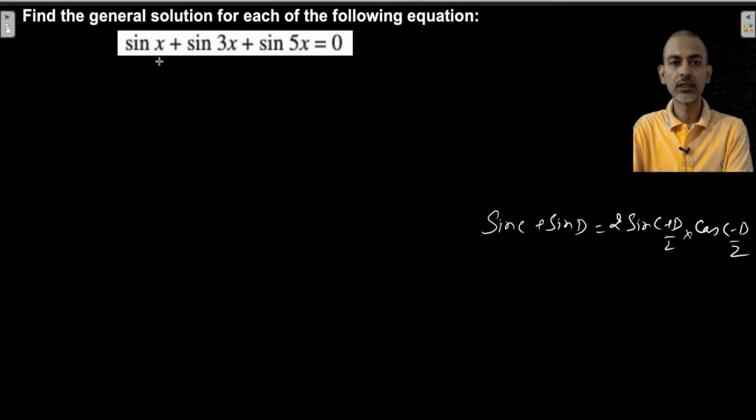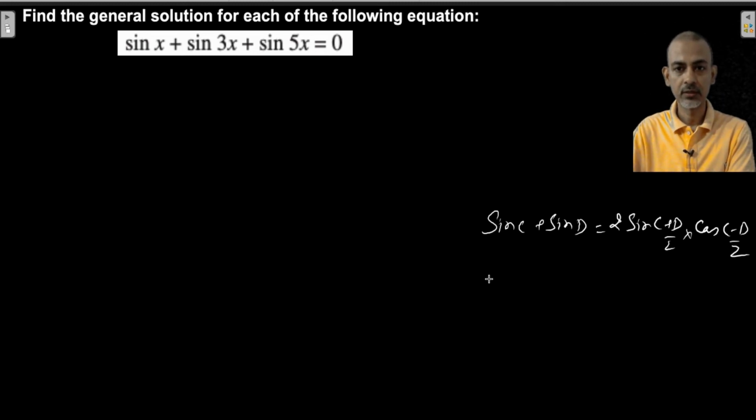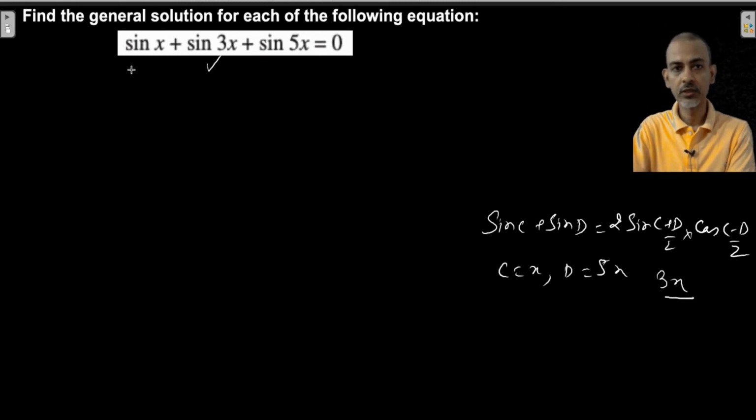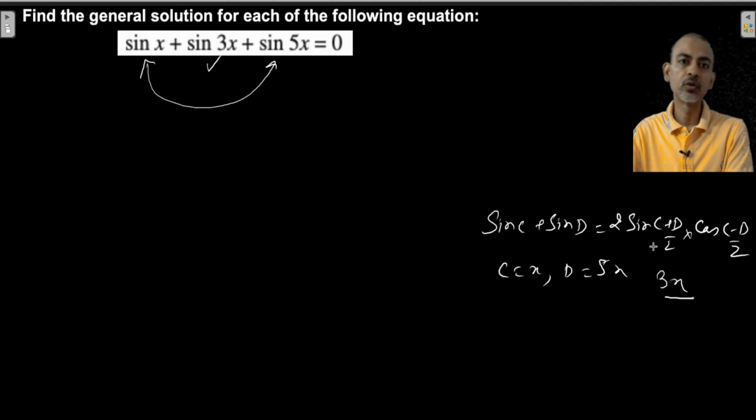Now, we know that this is sin of (c plus d) by 2, but which pair to take is the question. When you look closely, when you put c equals x and d equals 5x, then (c plus d) by 2 will become 3x, and that is what is available here as well. So instead of putting sin x plus sin 3x together, I might want to put these two together. Why? Because I am looking at sin of (c plus d) by 2 becoming sin 3x, and I might be able to take that common.